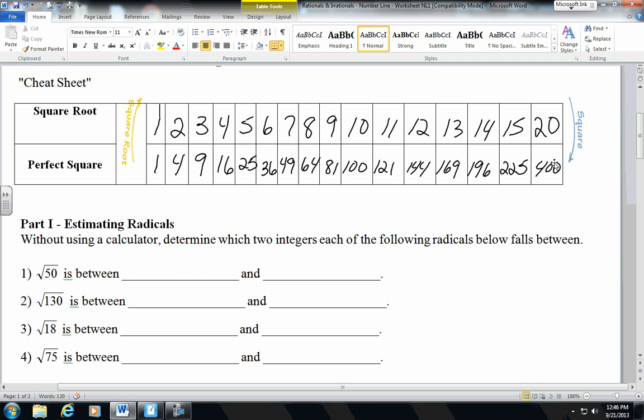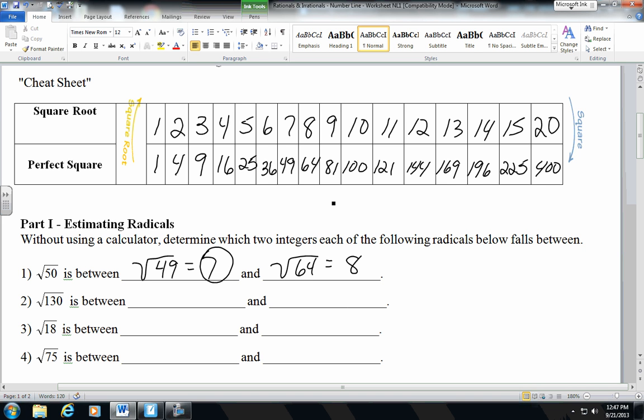So on 1 through 4 down here says estimating radicals without using a calculator to determine which two integers each of the following radicals below falls between. So square root of 50. So we look at our perfect squares up here and we'll notice that 50 falls between the 49 and the 64. So we're going to write square root of 49, which is 7, and the square root of 64, which is 8. So if we had to estimate what the square root of 50 is to the nearest whole number, we know that it would be 7 because 50 is closer to 49 than it is to 64.